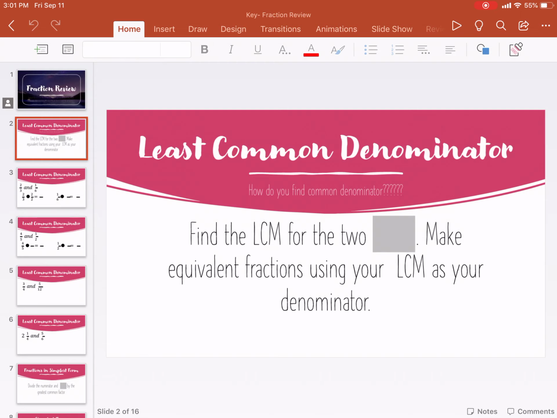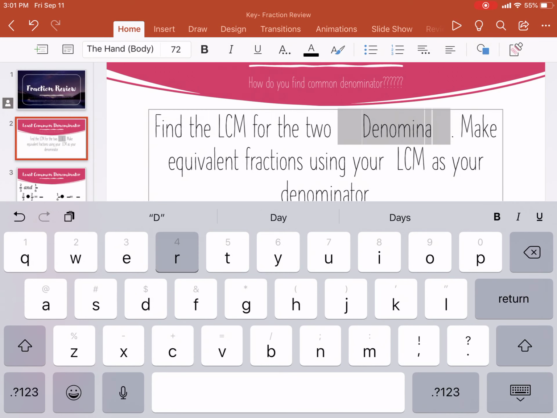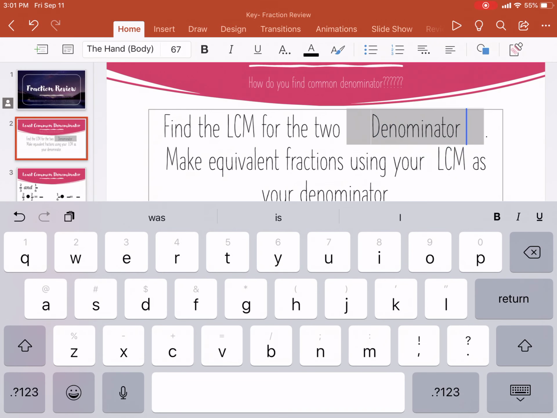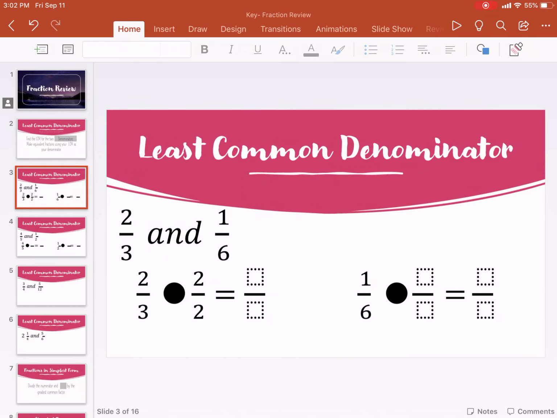Well, you're going to find the least common multiple for the two denominators. Make equivalent fractions using your least common multiple as the denominator. So let's do some practice. So 2/3 and 1/6. Okay, so let's find our LCM.